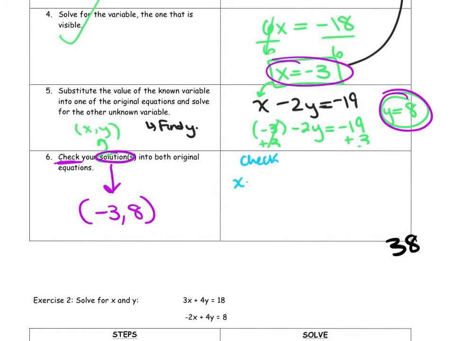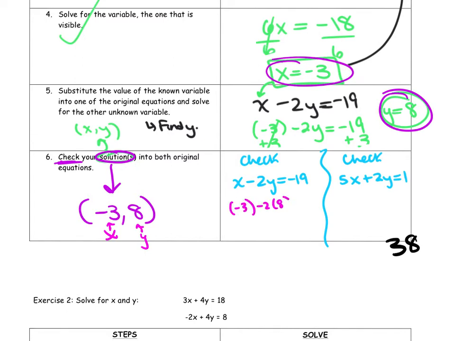We had the equation of x minus 2y equaling negative 19, and we had 5x plus 2y equaling 1. And we're going to plug in. Here's x. Here's y. Plug them in. Negative 3 minus 2 times 8 equals negative 19. Does negative 3 minus 16 equal negative 19? Yes. So that checks.